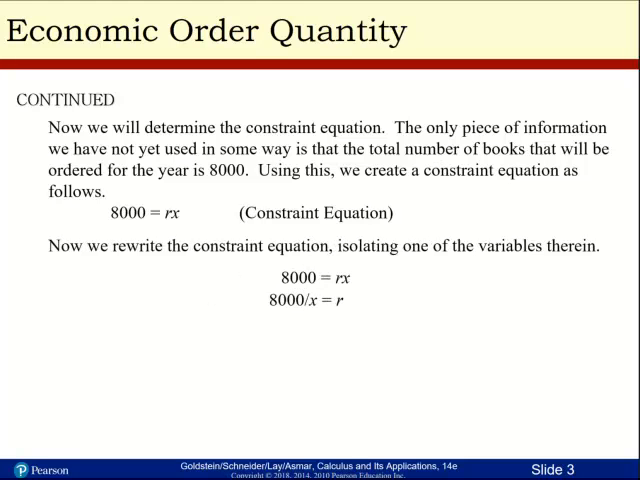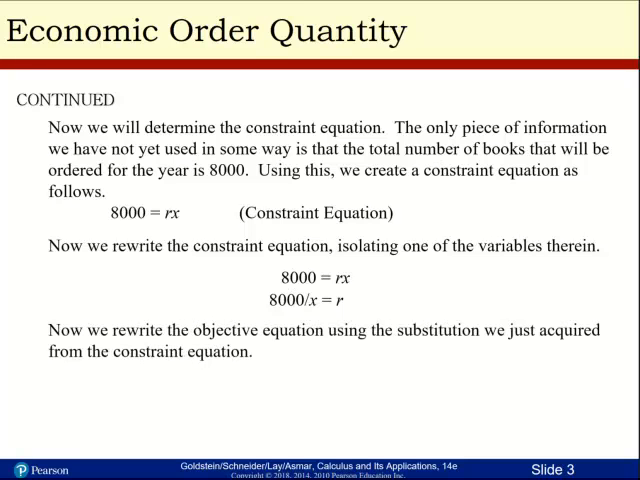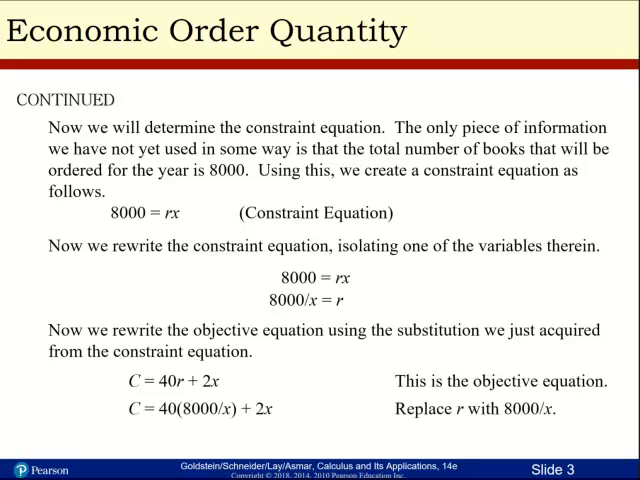Now we're going to rewrite that constraint equation just like we always do, isolating one of the variables. We could do either one, but we're going to say R equals 8,000 over X. Now we're going to rewrite the objective equation using the substitution that we just acquired from the constraint. Substituting back in, we get that cost equals 320,000 over X plus 2X.